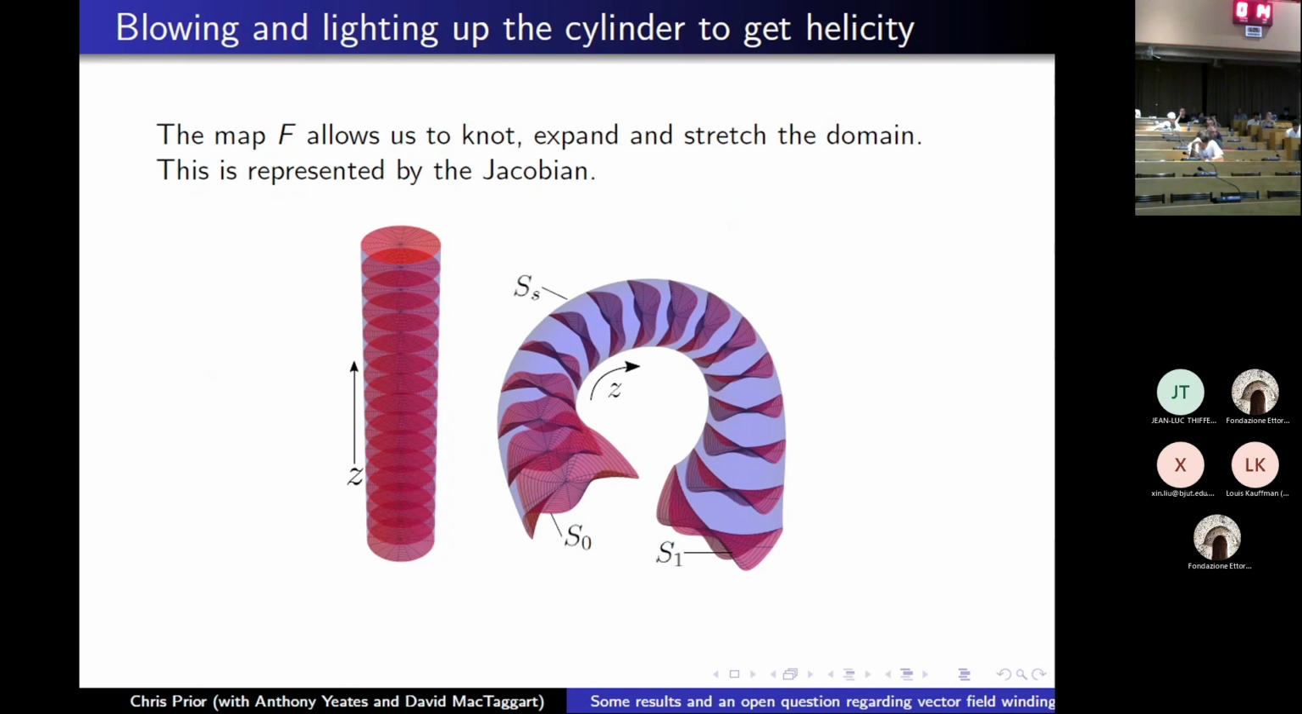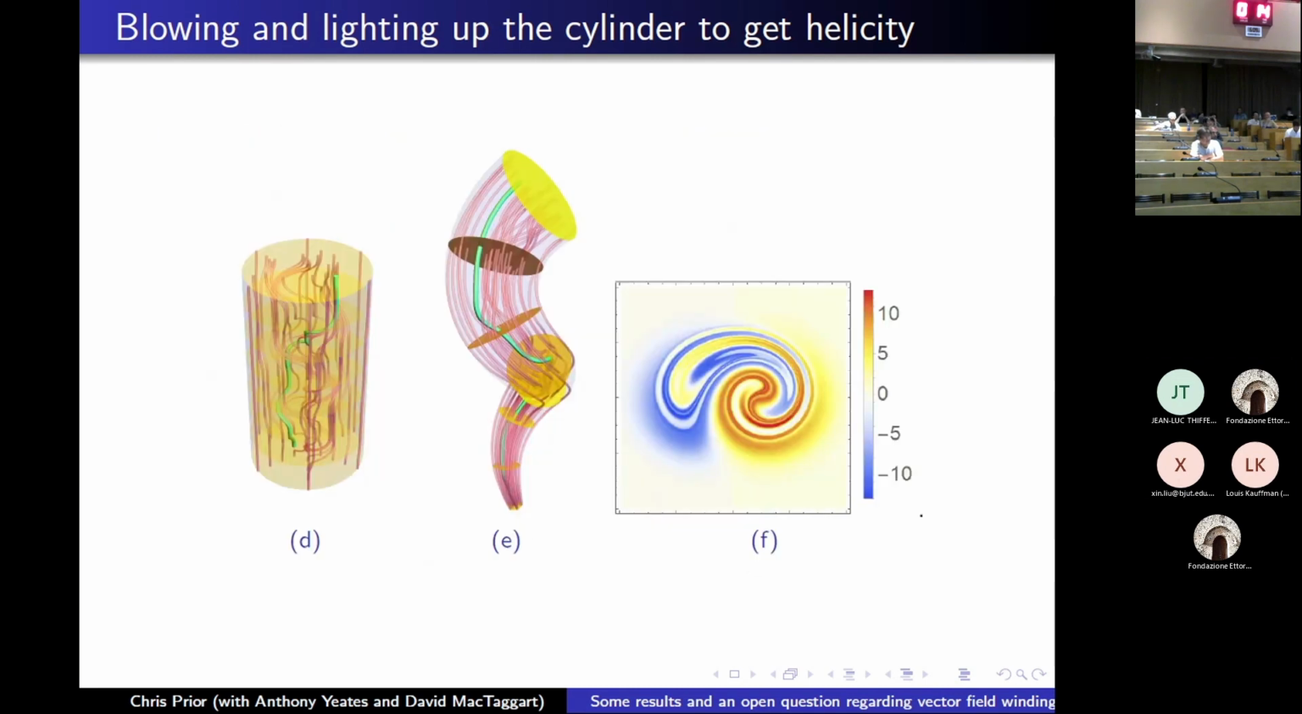And for example, the Jacobian encodes the information saying that I can distort and deform this domain. I can change its volume, because remember, helicity, vorticity, these are volume quantities, right? These are volume integrals. So the Jacobian knows something about this deformation.